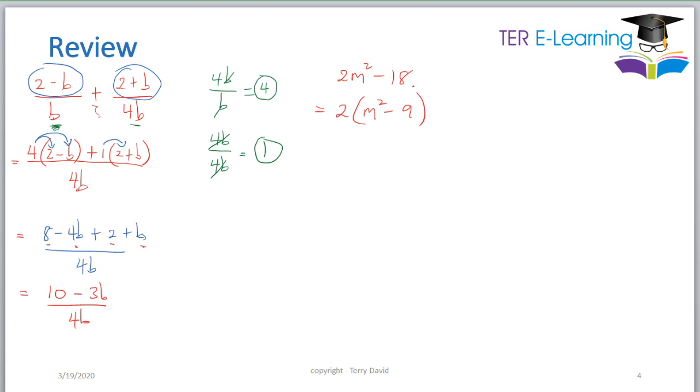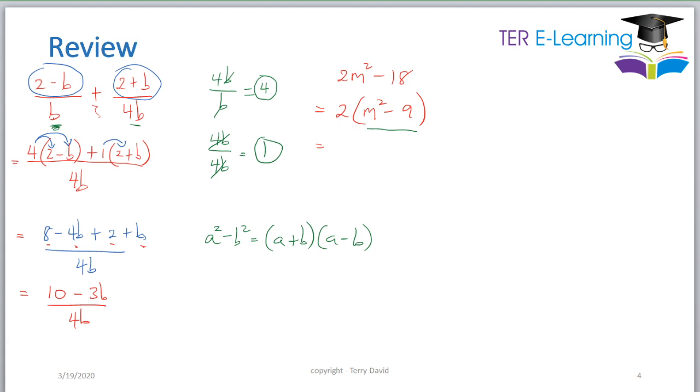Alright? Now, if we look at this carefully, we realize that this piece here, the m squared minus 9, is the difference of two squares. Now remember, in class I told you all, for the difference of two squares, if we have a squared minus b squared and we attempt to factorize that, it's going to be a plus b by a minus b.